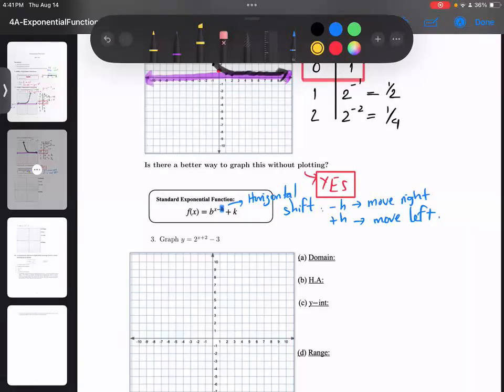Plus k is the vertical shift. And it's pretty straightforward. If it's plus k, move up, minus k, move down. It's also the horizontal asymptote.